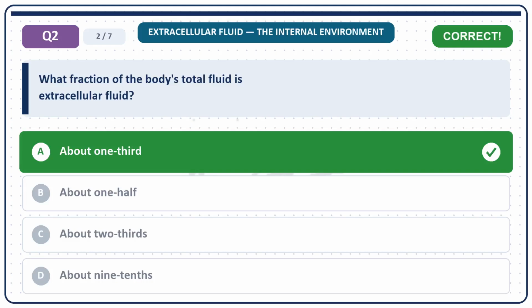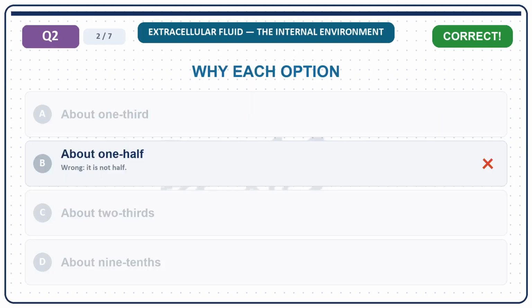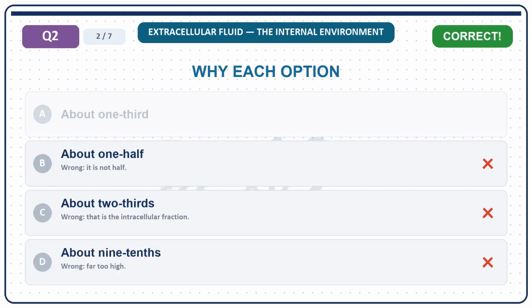Option A, about 1/3. That's correct. Now, let's break down each option. Option B, about 1/2. This one is wrong, because it is not half. Option C, about 2/3. This one is wrong, because that is the intracellular fraction. Option D, about 9/10. This one is wrong, because it is far too high.